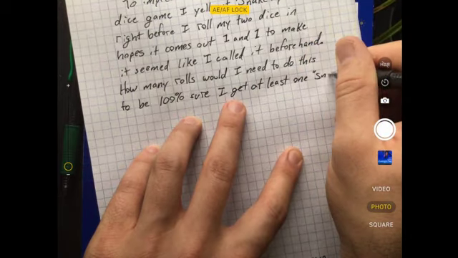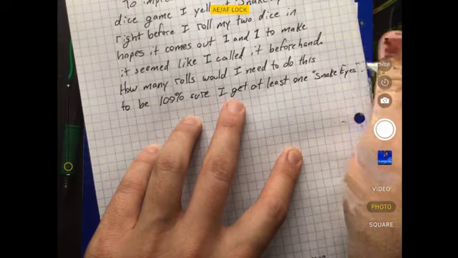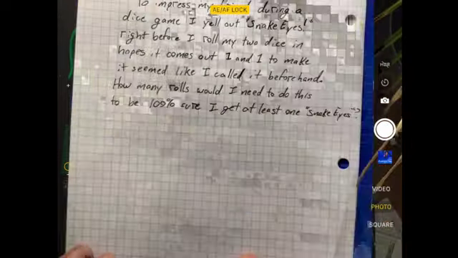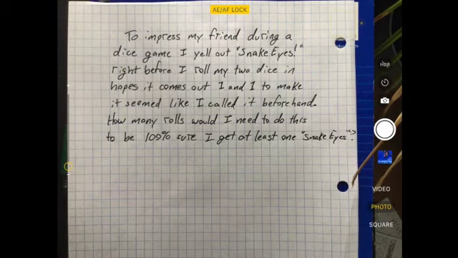All right, cool. So here's a question about playing dice. You guys should not be playing dice, but if you are, and you roll 2 dice and you get 1 and 1, that's called snake eyes. So to impress my friends during a dice game, I yell out snake eyes right before I roll my 2 dice in hopes that it comes out 1 and 1 to make them seem like I called it beforehand. How many rolls would I need to do this for to be 100% sure that I get at least 1 snake eyes?